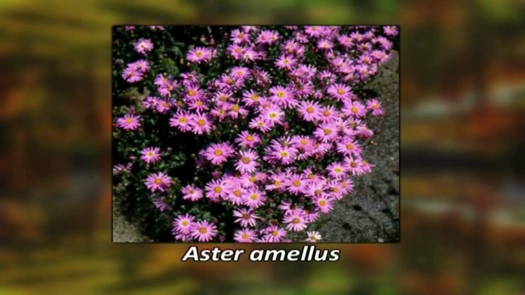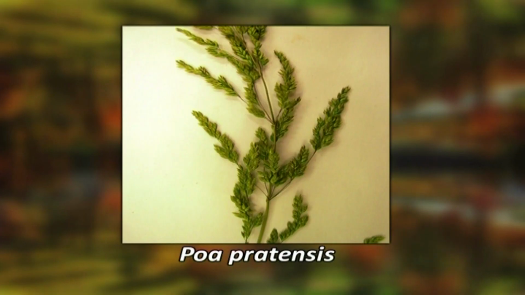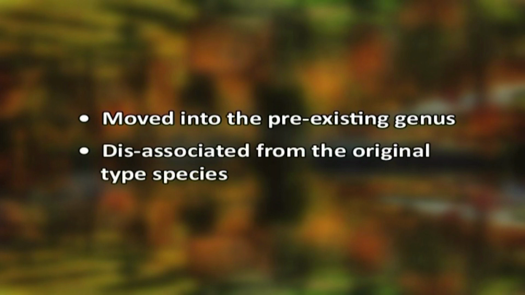For example, the type species of genus Aster is Aster amellus and of genus Poa is Poa pratensis. If the type species proves upon closer examination to belong to a pre-existing genus, then all of the constituent species must be either moved into a pre-existing genus or disassociated from the original type species and given a new generic name. The old generic name passes into synonymy and is abandoned, unless there is a pressing need to make an exception.